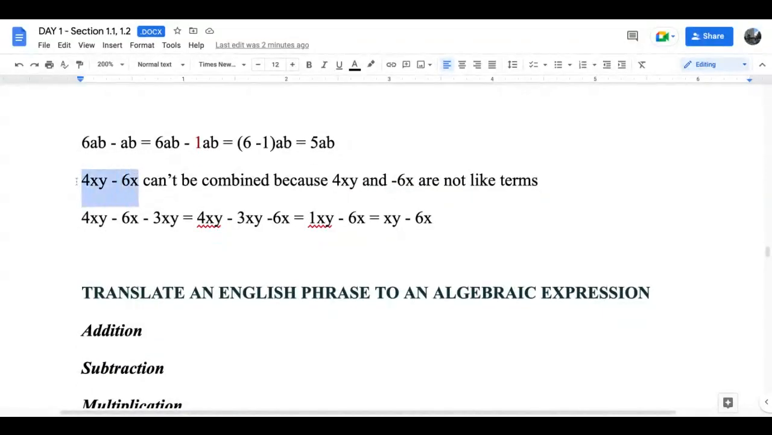What about 4xy minus 6x? It cannot be combined, right? Because 4xy and negative 6x are not like terms. This one has y, this one doesn't have y. They're not like terms. We cannot do anything with it. But if we have this, 4xy minus 6x minus 3xy, we identify 4xy and negative 3xy as like terms, right? So 4xy minus 3xy, that's 1xy. We just don't bother to write a 1 in front of xy. It just becomes xy.